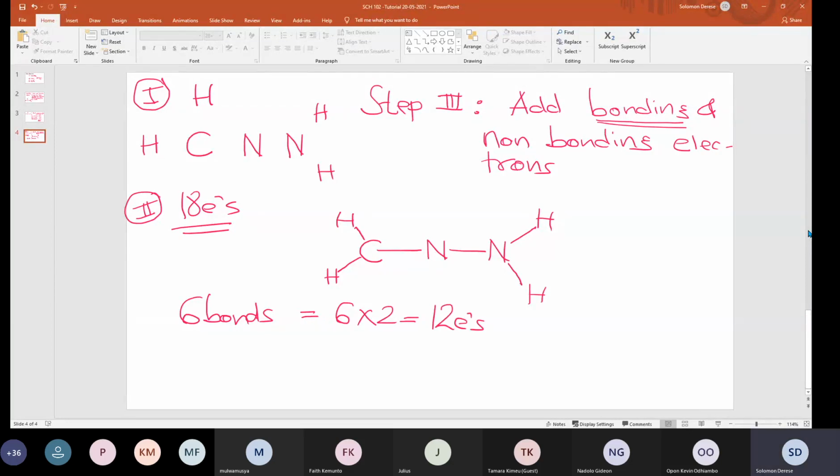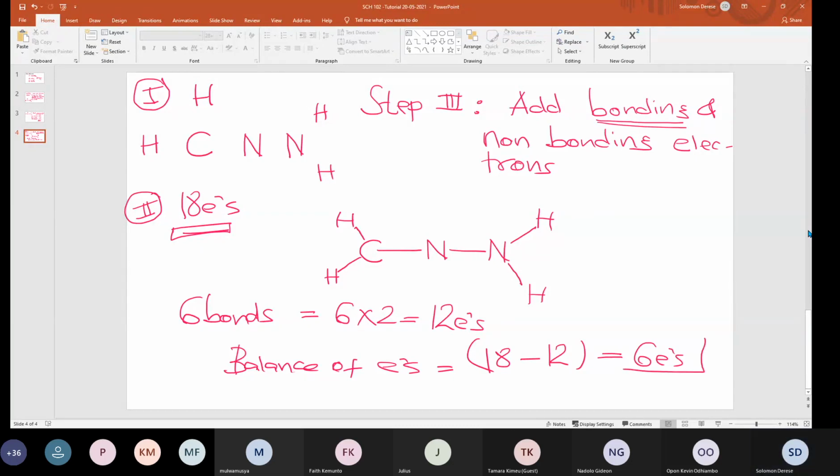Out of the 18 electrons we have, we have used 12 of them. We must use all the electrons. So the balance of electrons will be 18 minus 12, which is 6 electrons. We have this balance remaining.